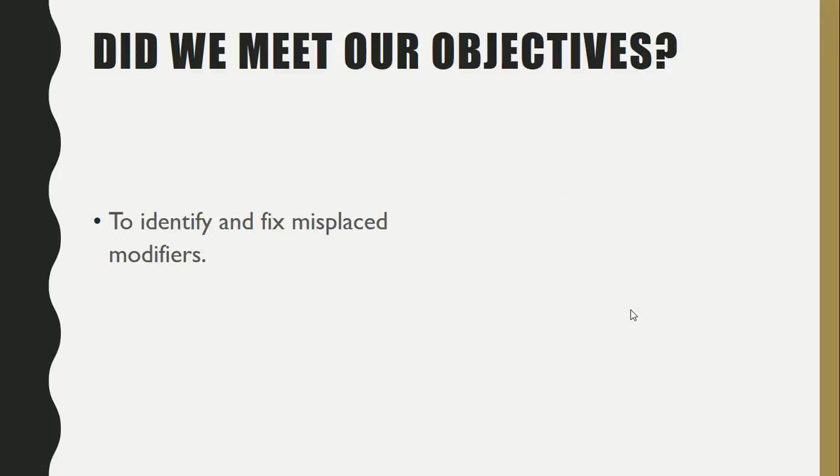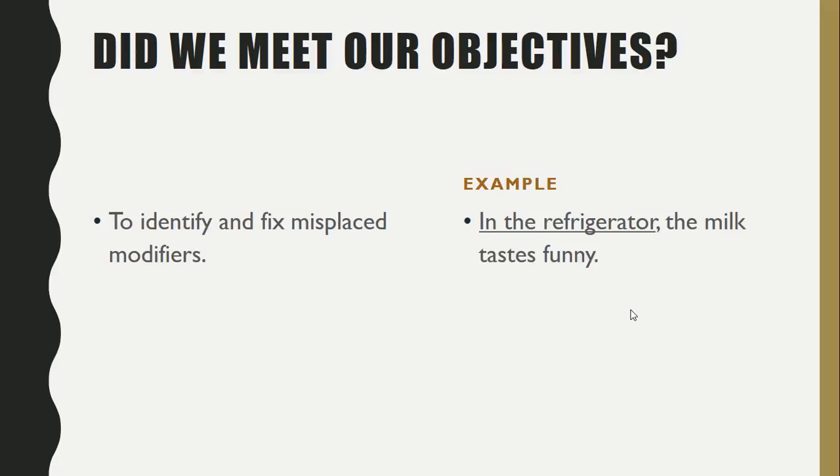Okay, we learned how to identify and fix misplaced modifiers. So let's look at an example of one. In the refrigerator, the milk tastes funny. What's the problem with that, this prepositional phrase? Well, it looks like we have to be actually in the refrigerator, which I don't advise because there's no air in there and it's cold. So it looks like only when we're in the refrigerator does the milk taste funny.